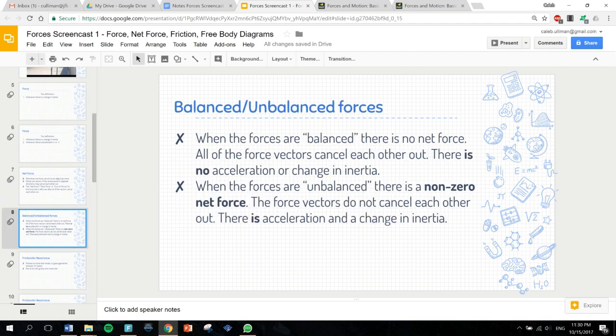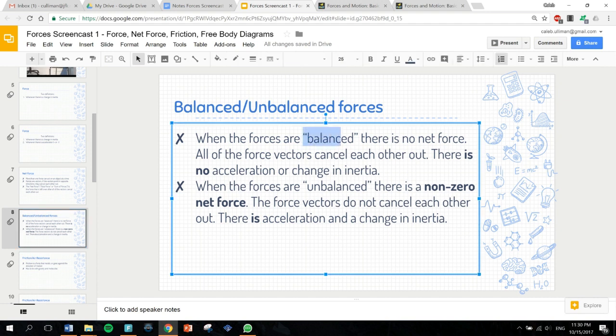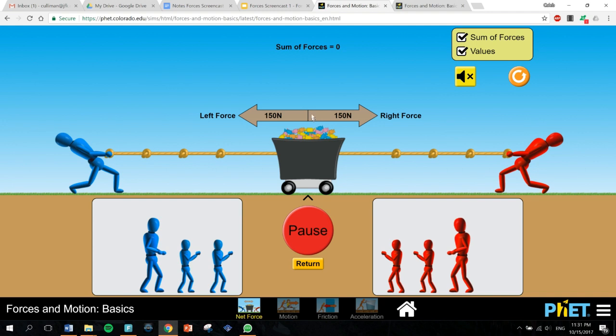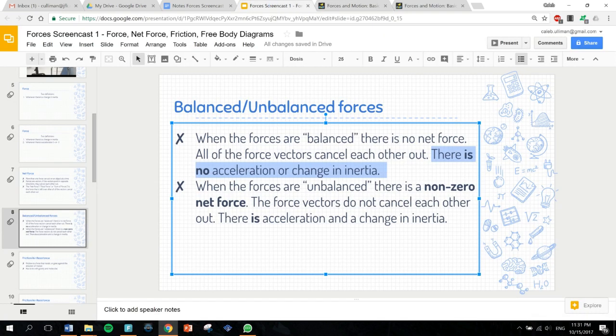Balanced and unbalanced forces. A balanced force, you can imagine when things are balanced, they're equal. If there's no net force, then the forces are balanced. If the forces are balanced, there is no acceleration or change in inertia. That's what's happening here. The forces are balanced. Same on this side as there is on that side. The sum of the forces, the net force, is 0. An unbalanced force, when the forces are unbalanced, there is a non-zero, so not zero, anything but 0 net force.